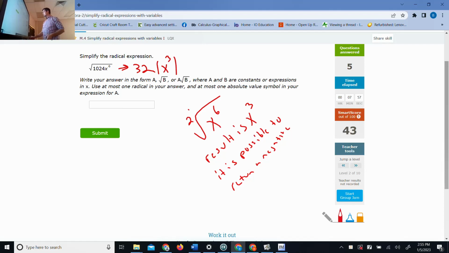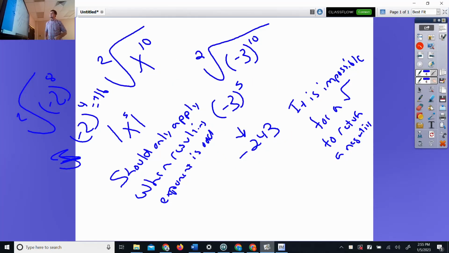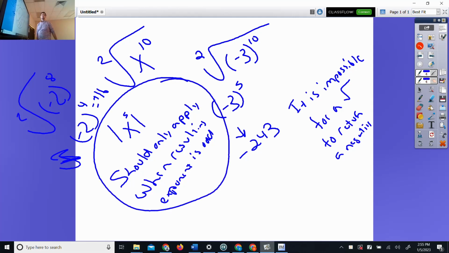And I told you this when I was writing this thing out. This little rule about bars only applies when you have an odd exponent. That's the only time it applies.